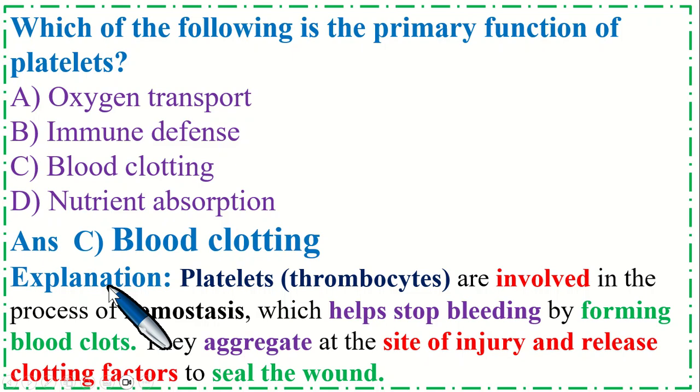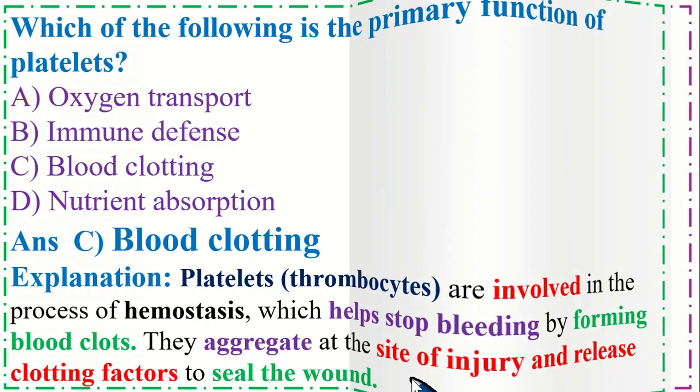Explanation is the platelets or thrombocytes are involved in the process of hemostasis, which helps to stop bleeding by forming blood clots. They aggregate at the site of injury and release clotting factors to seal the wound.